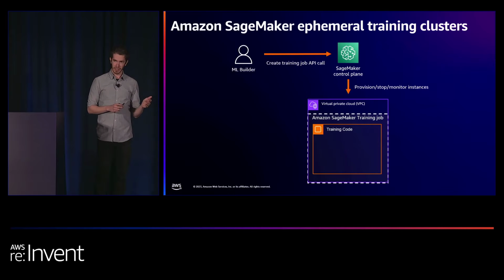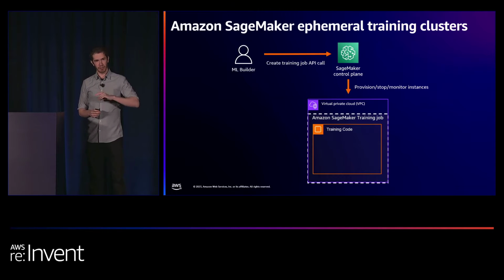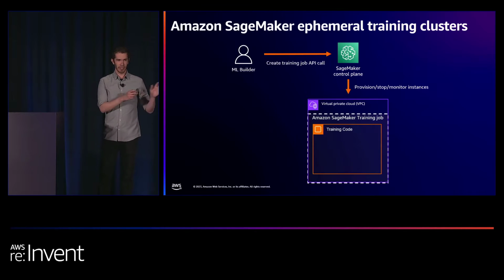As part of spinning up the cluster, SageMaker will also run health checks on the hardware to make sure that everything is working effectively before the job even begins and before the billing starts. So this saves you time and money to make sure that the training can continue efficiently.